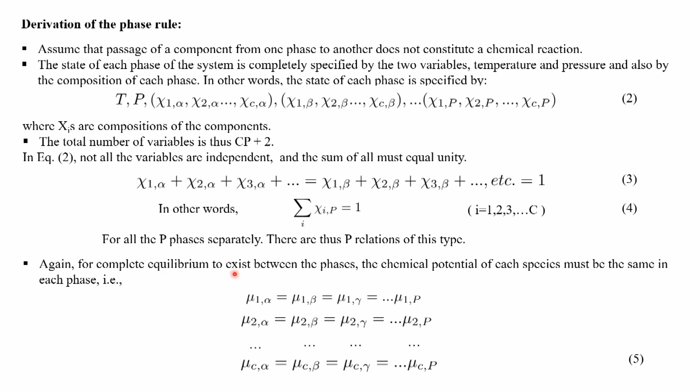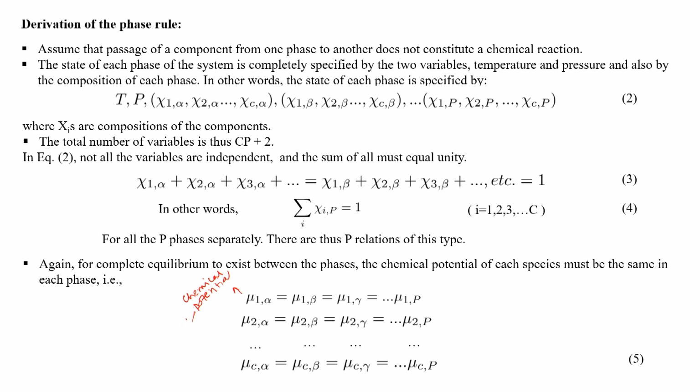Again, for complete equilibrium to exist between the phases, the chemical potential of each species must be the same in each phase, that is, mu 1 alpha. Here mu is the chemical potential. We know what chemical potential is: it is nothing but free energy change per mole, or free energy per mole. So, the chemical potential of component 1 in the alpha phase must be equal to the chemical potential of component 1 in the beta phase and so on.